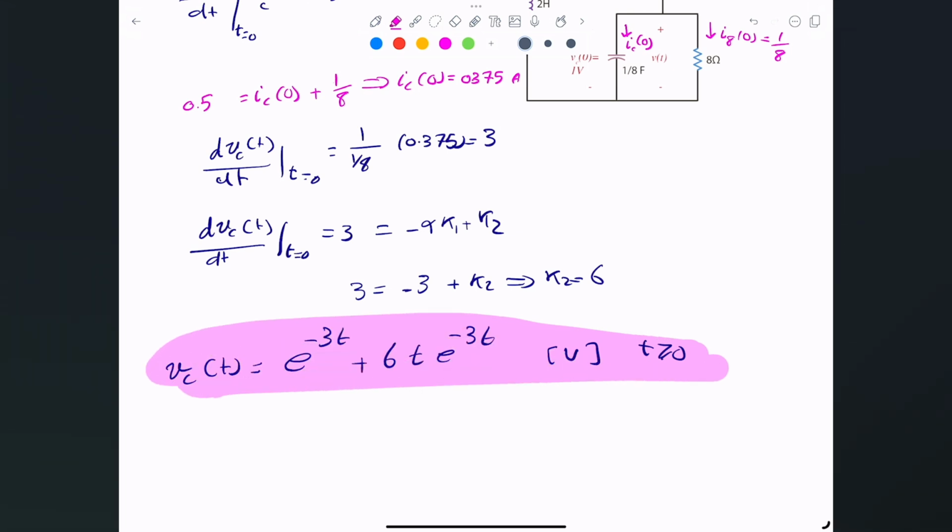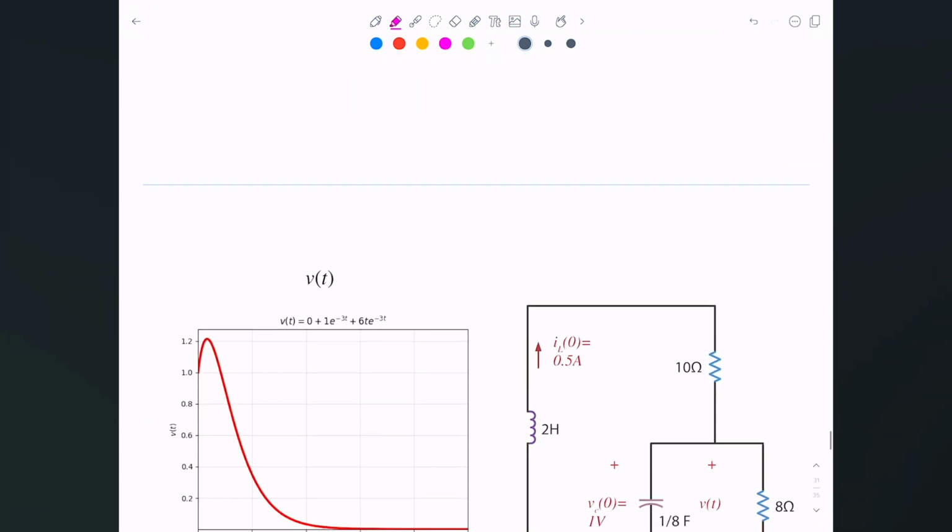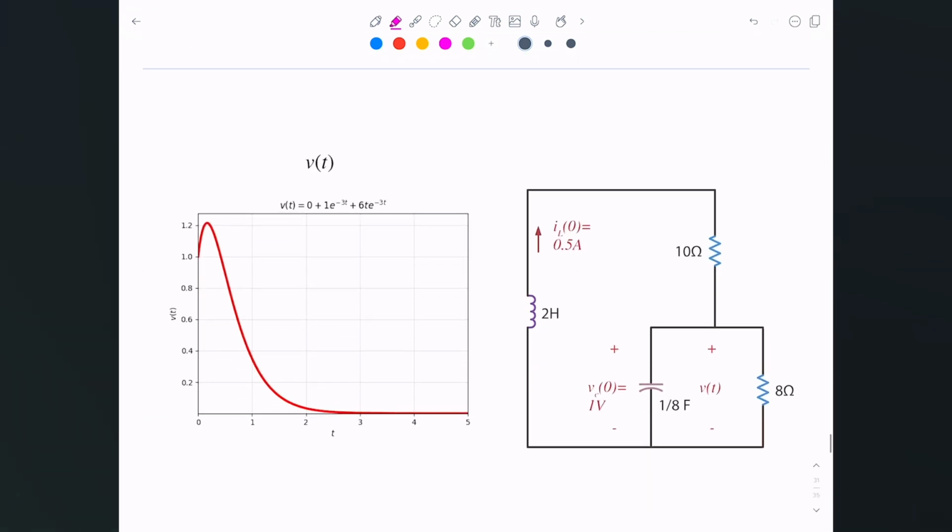And it's critically damped, so if you take a look at the plot, this is how it should look. Initially the voltage across it is 1 volt, and it shoots up and then goes down to the final value, which is 0. It makes sense that the final value is 0, because whatever energy is stored in the inductor or the capacitor will be consumed by these two resistors, so that will be 0. And that's exactly what we have here: e to the negative 3t plus 6t times e to the negative 3t.